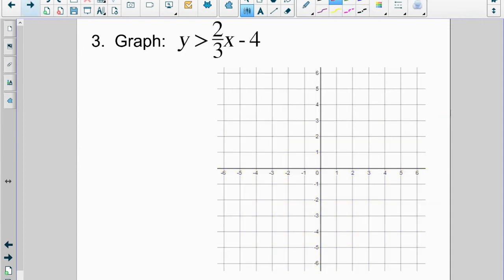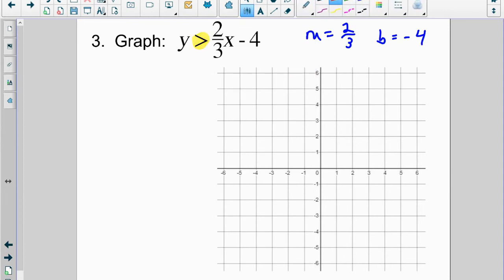All right, next, number 3, we're graphing y is greater than 2/3 x minus 4. I recognize that y is by itself, so I have to follow my rules for slope-intercept form. So when I look at my inequality, I can see that my slope is positive 2/3. My y-intercept is -4. And then I also see that my inequality symbol is greater than.